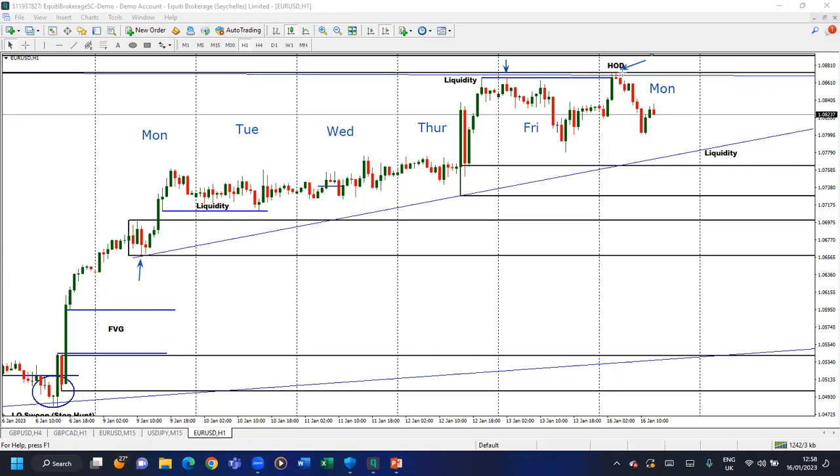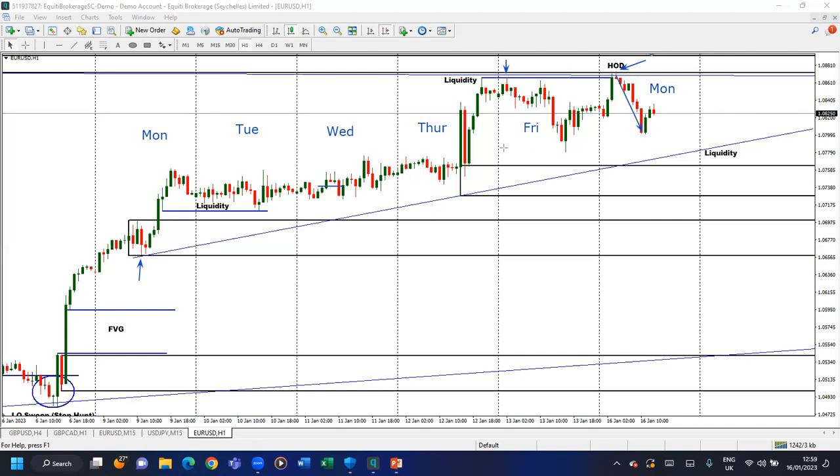And if you look here also, you're going to find that what we have here is liquidity, which is equal highs. Look at this first high, second high, third high. These are equal highs. Now this move to the top to form the high of the day was done with the intention to take out this particular high. And you can see how the market made a move down afterwards.